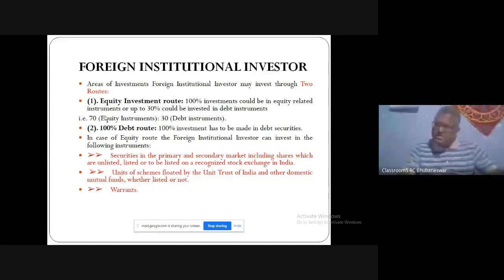But my dear students, listen, generally there are three types of bigger stock exchanges. One is BSE, another one is NSE, another one is OTCEI, the Over the Counter Exchange of India. But regional stock exchanges are also there. There are 20 regional stock exchanges.